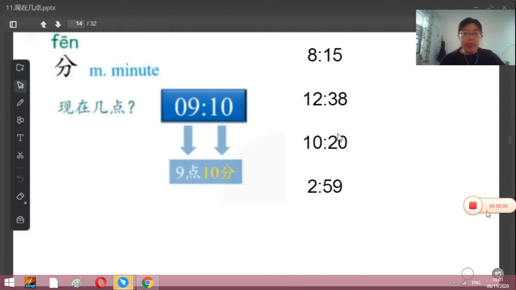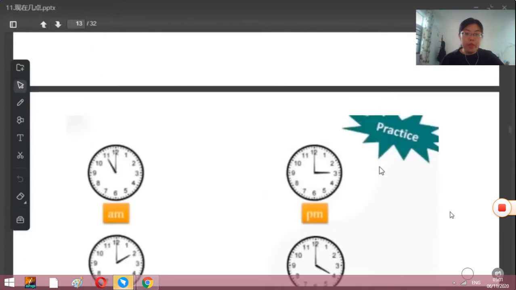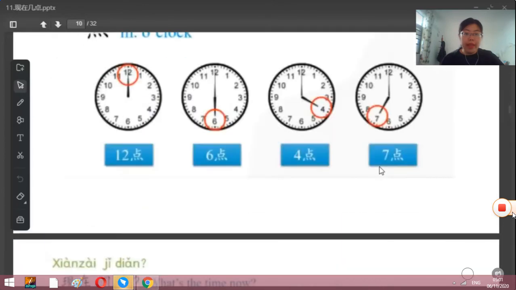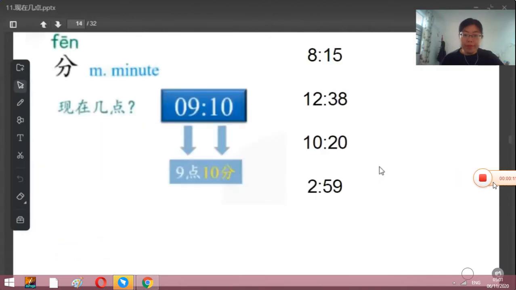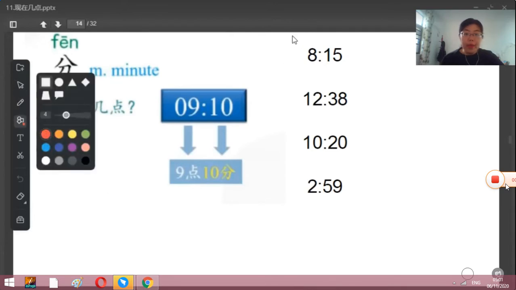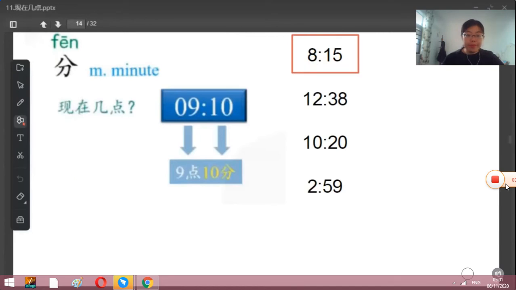How to indicate the time. We use 点 and 分. Now let's do the review. Please tell me how to describe this time.